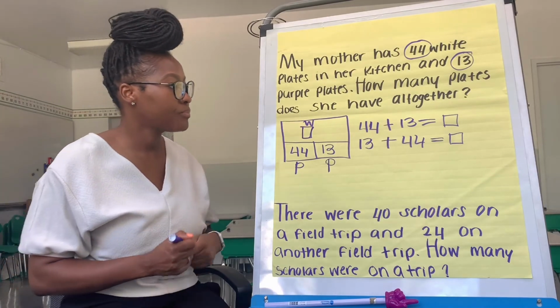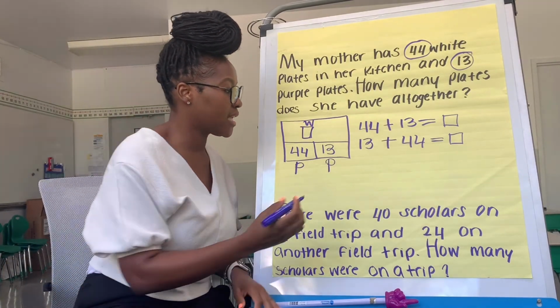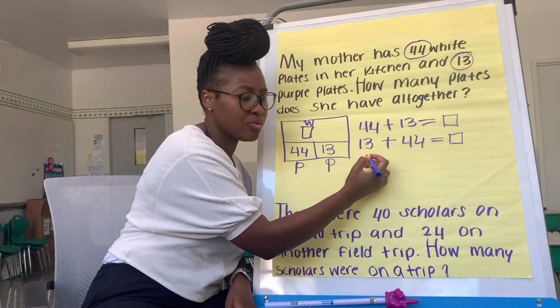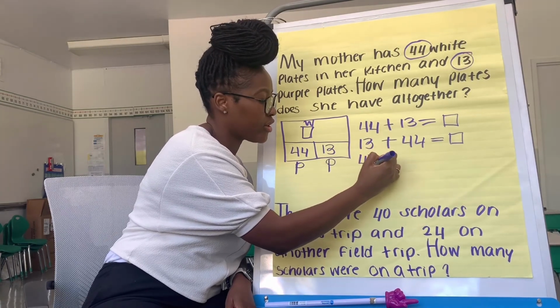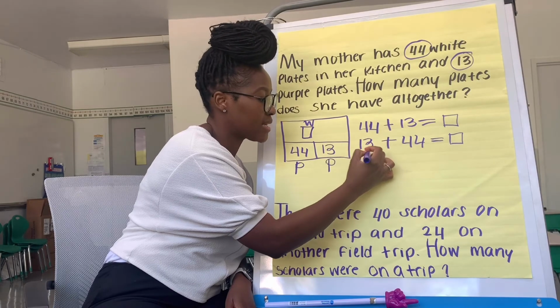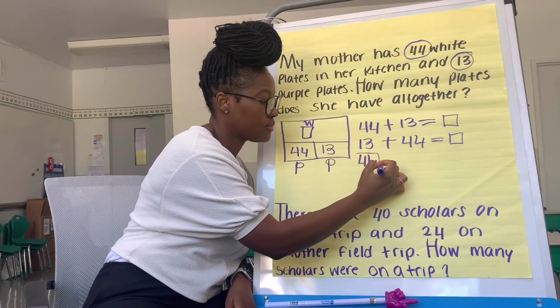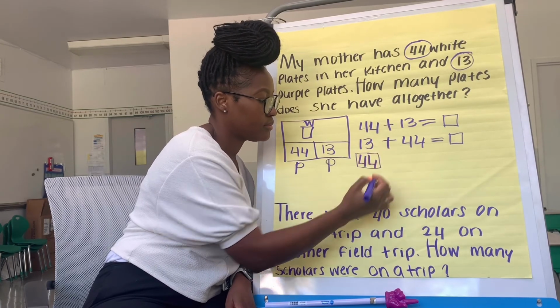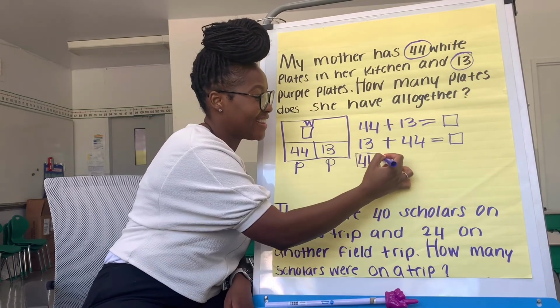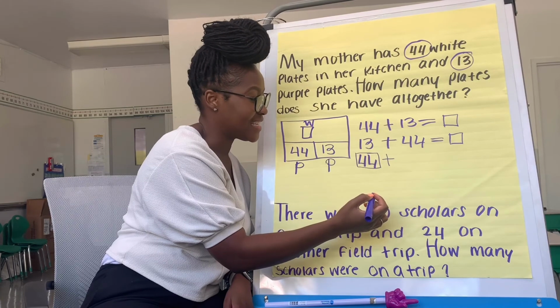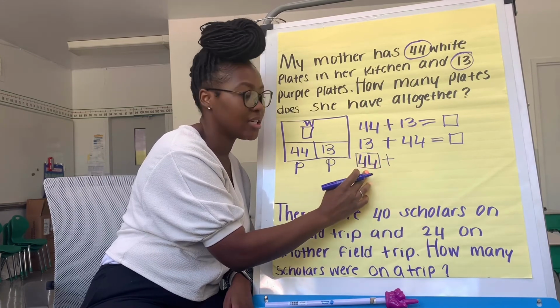Good job. So let's do count on together. So what did you do first? Okay, you got 44 first. Then you boxed it in. Cool. Then you added 13. Nice. You counted on 13. Good.